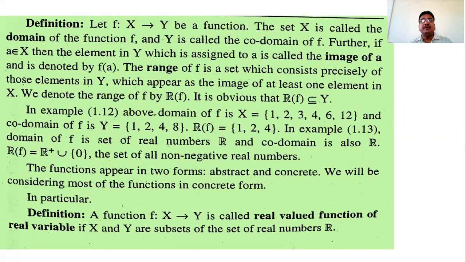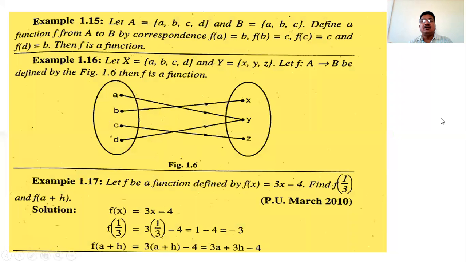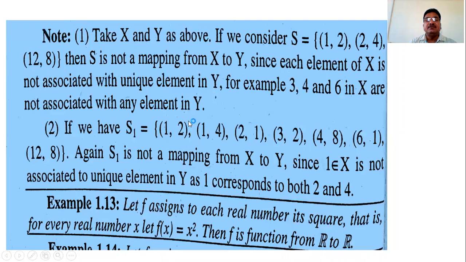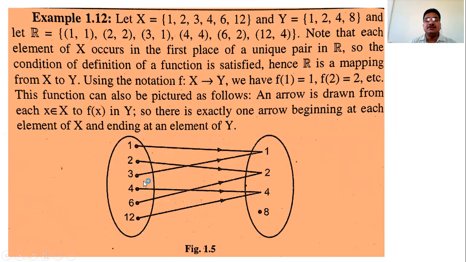So if we observe the previous example, what is the range set of this function? It is the set written in curly brackets x, y, z, because all these x, y, z are the images of some elements from the domain. Similarly, if we consider this diagram, then what is the domain of this function? This set of 6 elements, that is 1, 2, 3, 4, 6, 12.